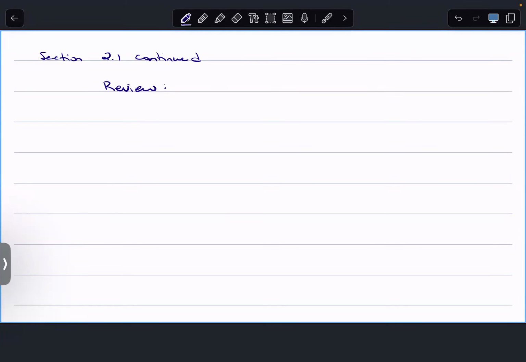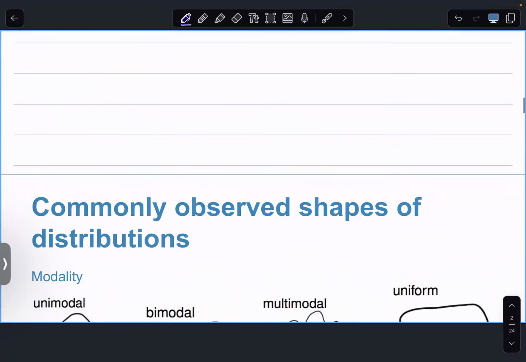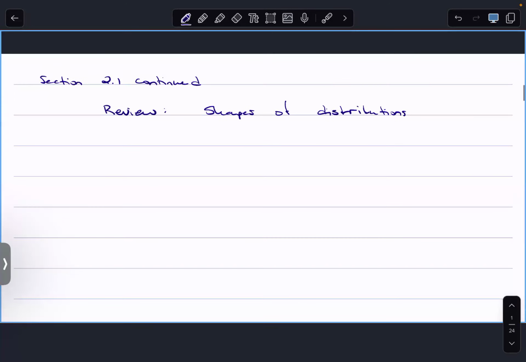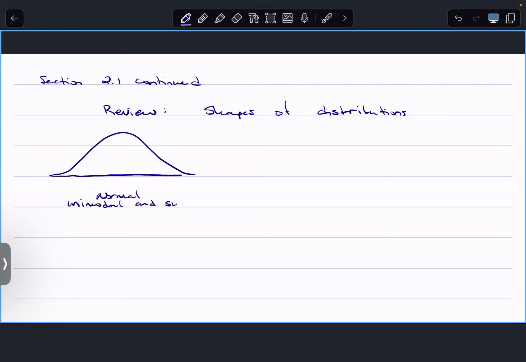We talked about different shapes of distributions. And I kept a slide that I'm going to use later, but just in general, some key shapes for distributions are this normal distribution. So this normal distribution is technically a unimodal and symmetric distribution. So it's unimodal and symmetric, mode being a peak, right?